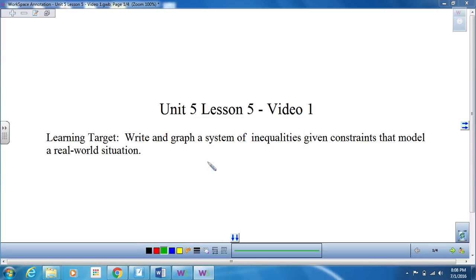This is Unit 5, Lesson 5, Video 1. This is the last video of the unit. We're going to talk about linear programming. And so this is a kind of a long process. So we'll get through one whole example in the video, and then that's what you'll want to model when you're doing the homework and the test.